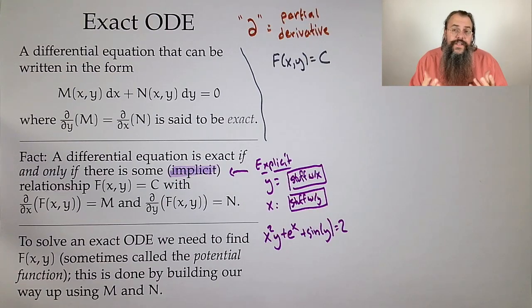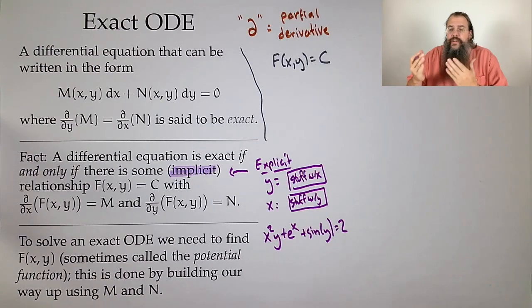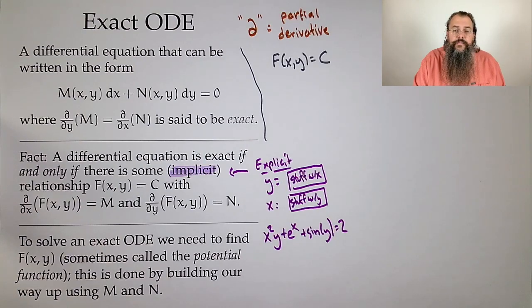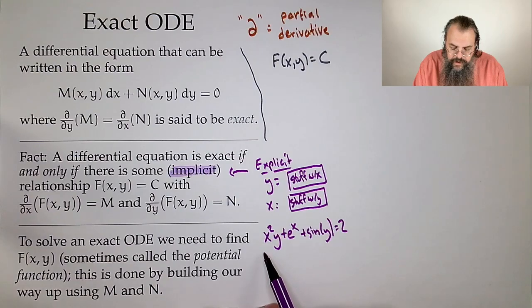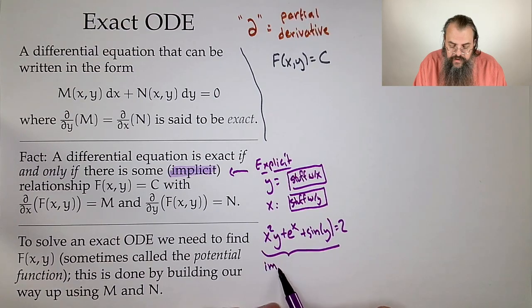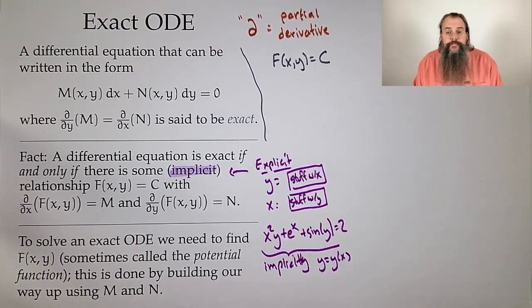Nevertheless, there's still a relationship. It's not that y and x are completely independent from each other. If I tell you something about x, well, that forces something to be true about y. So we say, well, look, even though we can't solve for it explicitly, we know that implicitly there's this relationship going on. Whoops, I can spell implicitly. We can say, look, y is some function of x.